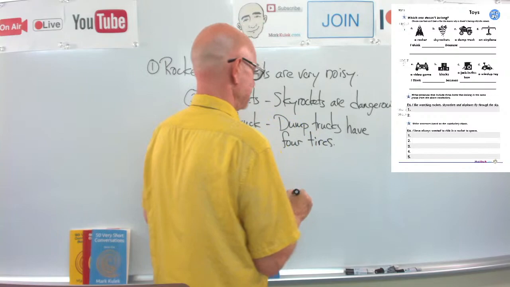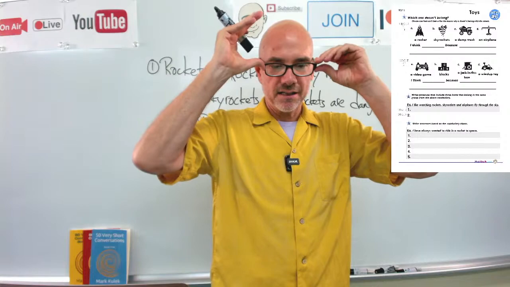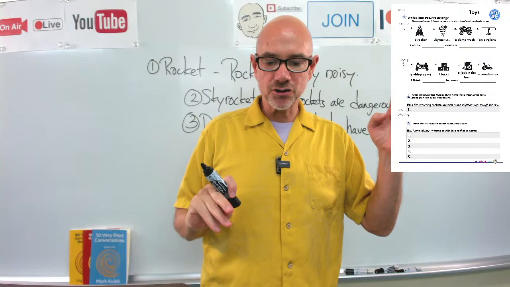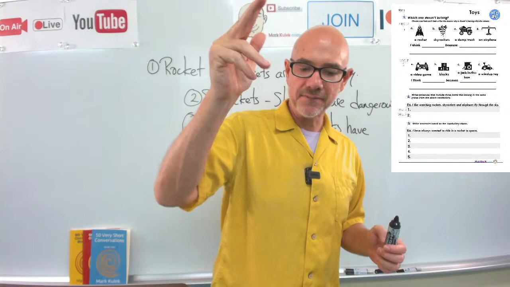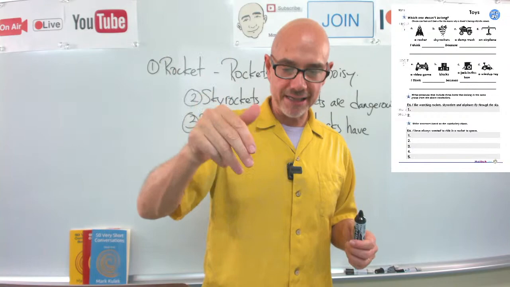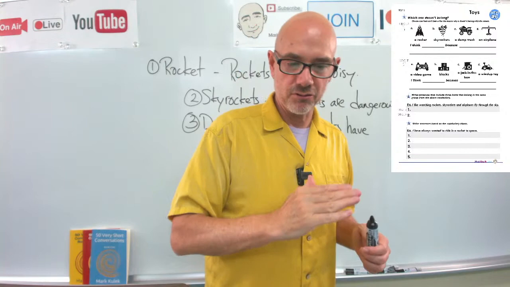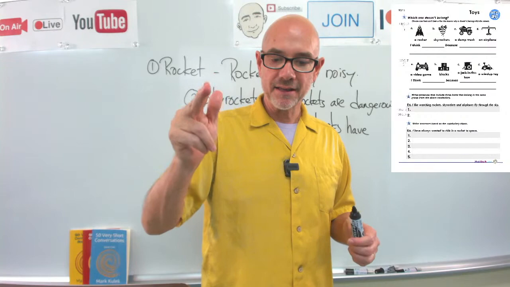Okay, dump trucks have four tires. That's my dump truck sentence. Alice says, I hope in the future we can get to the moon by rocket. Yes. Okay, Alice. I hope in the future we can get to the moon by rocket. We don't need "the", and you need to put "to": get to. Umesh, wind-up toys need to be twisted with a key. Very good, Umesh. I like it.